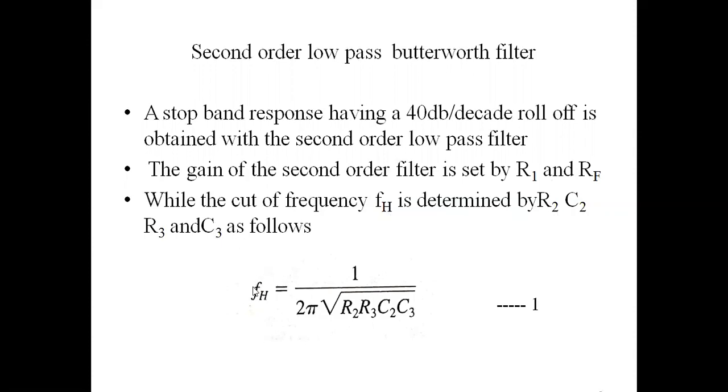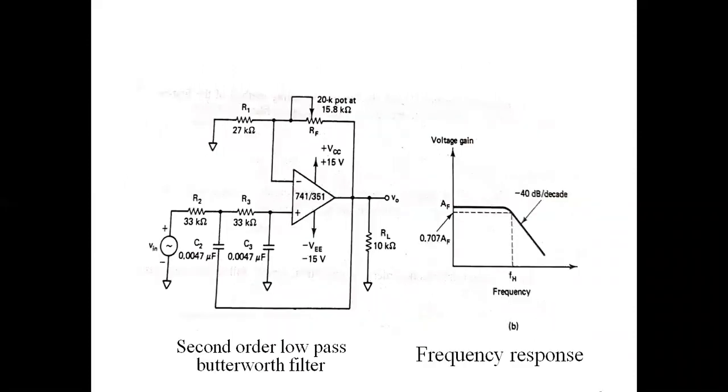Therefore, the cutoff frequency for the second order filter is given by the equation 1 divided by 2 pi into square root of R2 into R3, C2 into C3. Call this equation number 1. So this figure explains the second order low pass Butterworth filter.